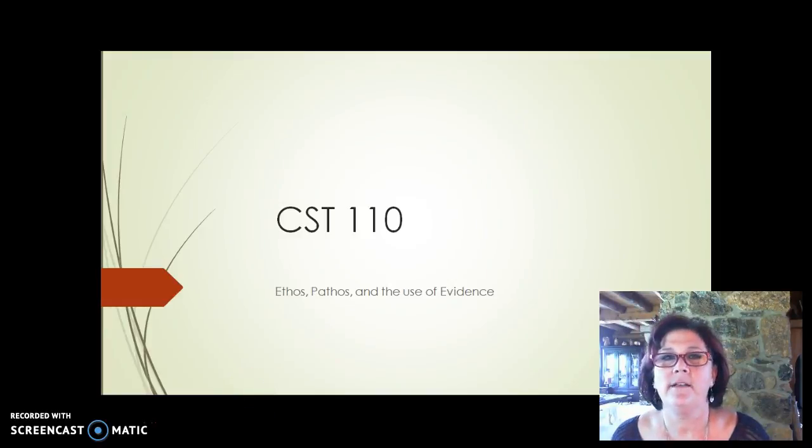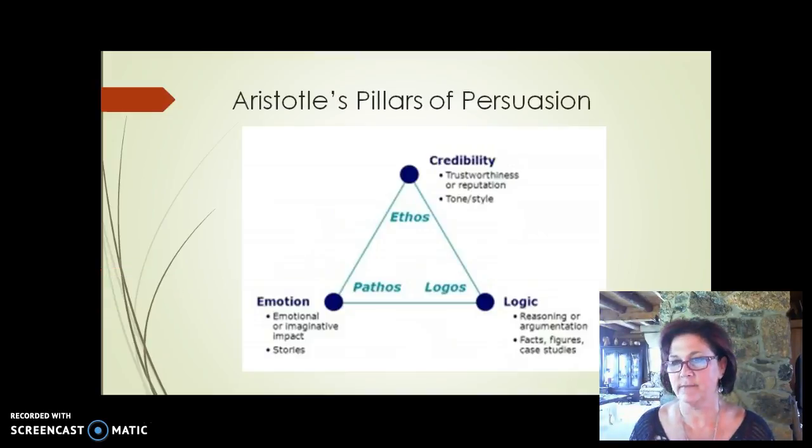So hi everyone. Today we're going to be talking about some of the methods of persuasion. Specifically, we're going to be talking about ethos, pathos, and the use of evidence. We will tackle logos in our next lecture.